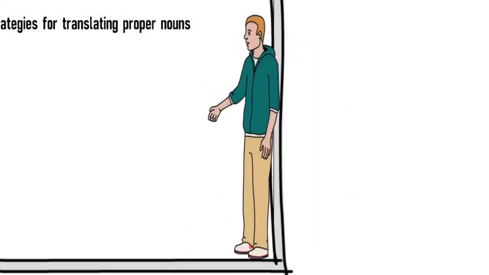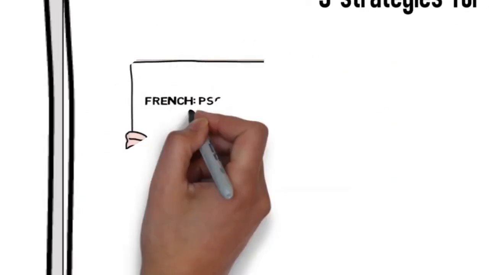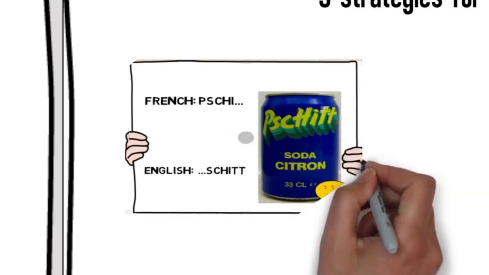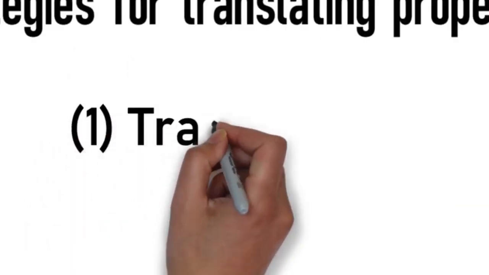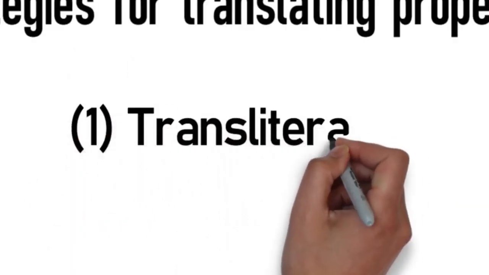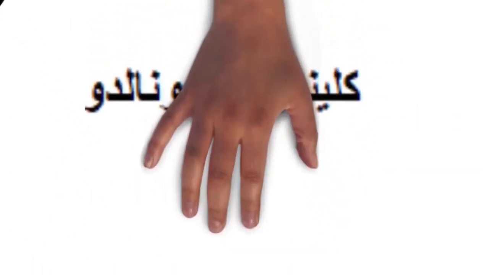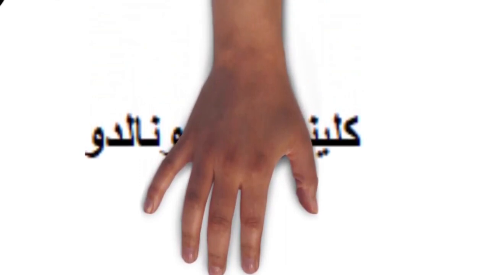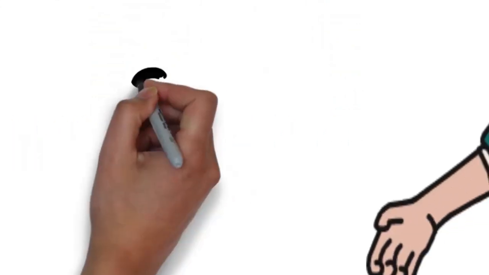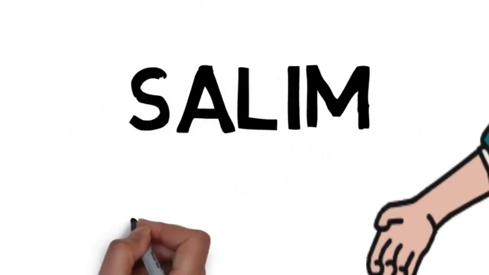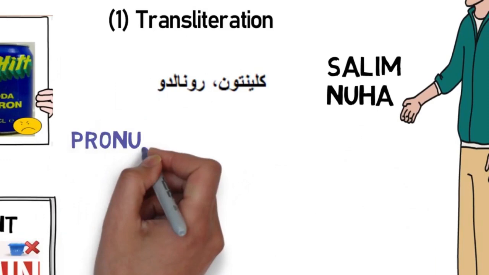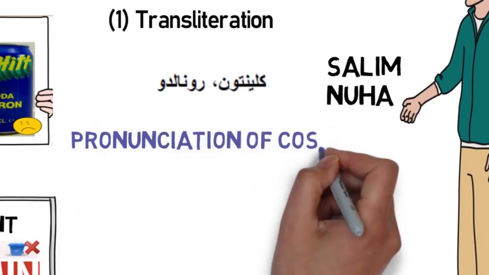We talked about different strategies for transferring proper nouns into another language. The first strategy is transliteration. Transliteration is to borrow any word from the source language using the alphabet of the target language, like Clinton, Ronaldo from English, or Salim, Noha from Arabic, and so on. You can transfer any word that way.